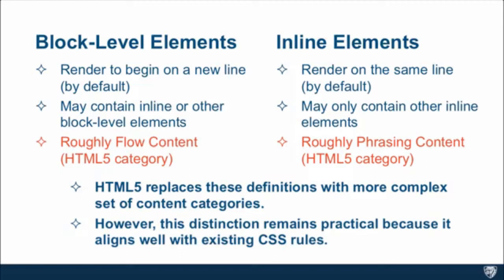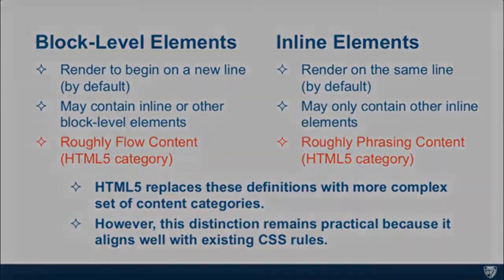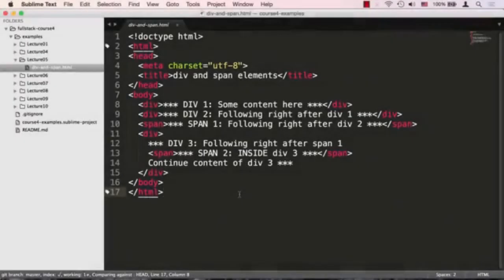So let's go look at some code that will demonstrate these concepts. To demonstrate the difference between block level elements and inline elements, we're going to take a look at an HTML document called div and span.html. It's located in the examples lecture 05 folder. Perhaps the most generic elements in each category are the div and the span elements, and these are the elements we're going to introduce in this document.